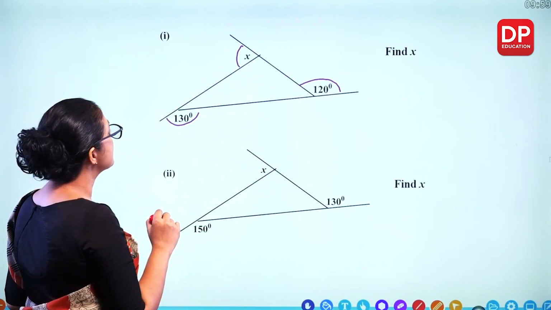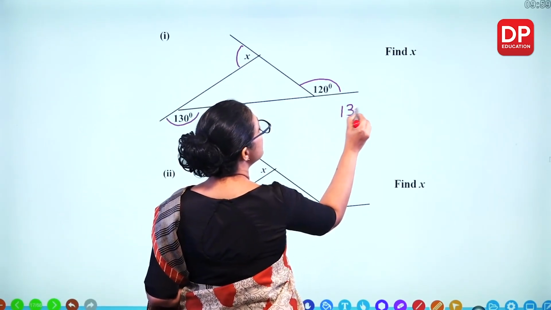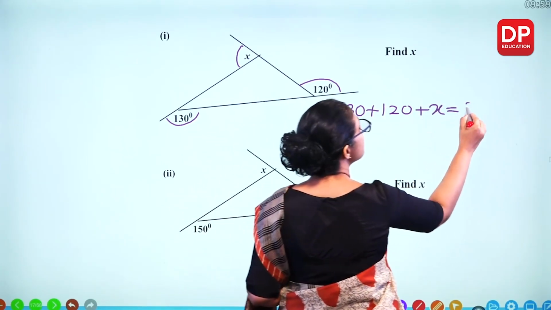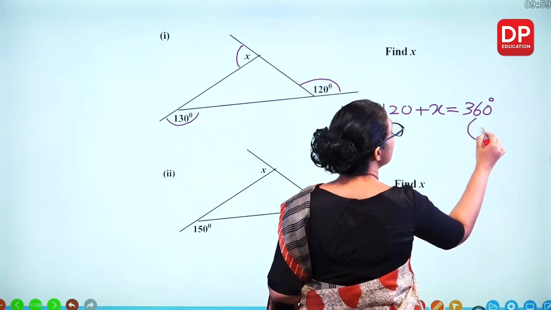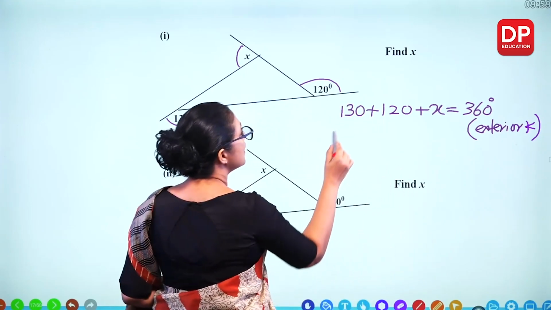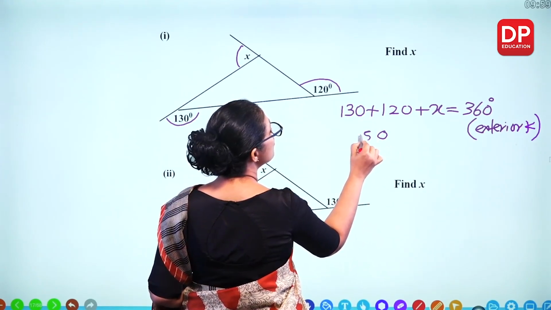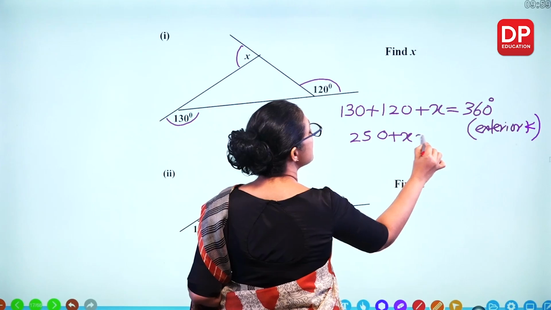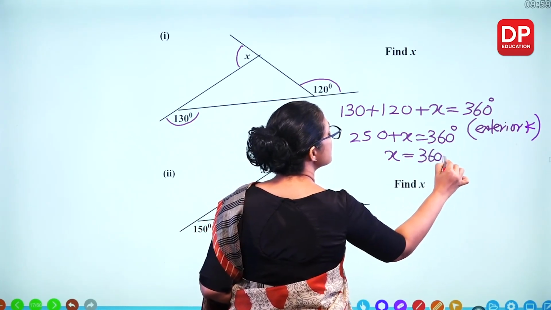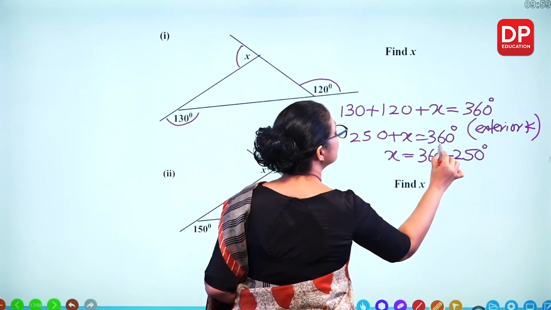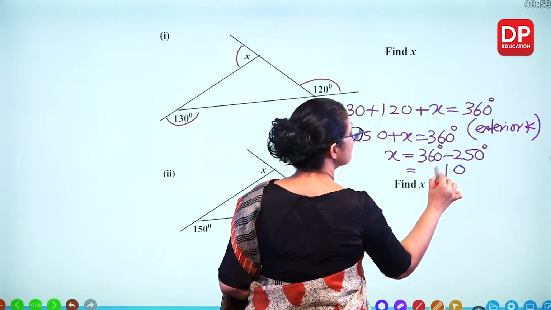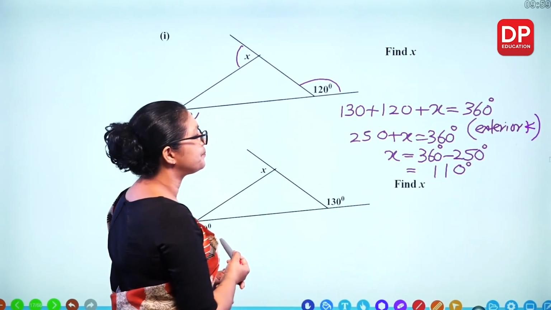So how do we find out x? We know 130 plus 120 plus x equals 360. So you can write exterior angles. When you add these two, you get 250 plus x equals 360. So what's x? 360 minus 250. So you get 110.